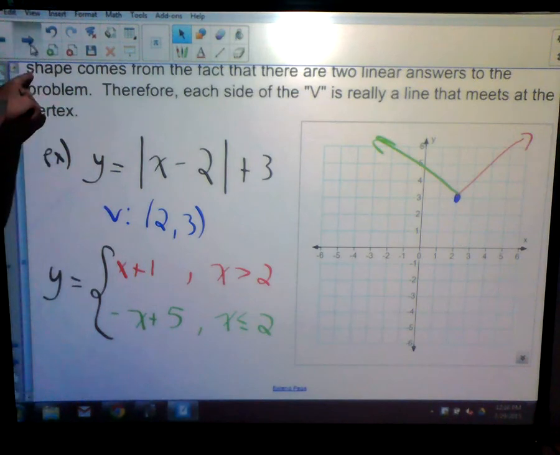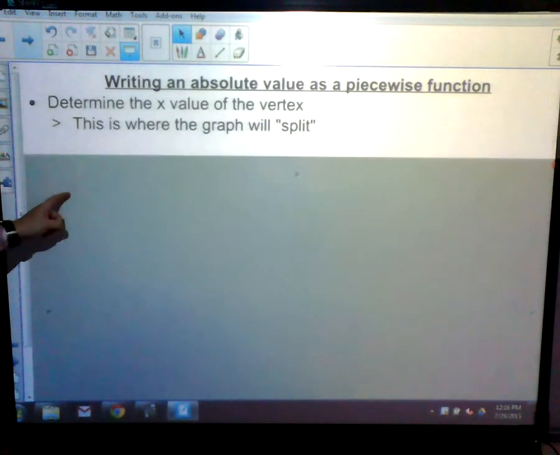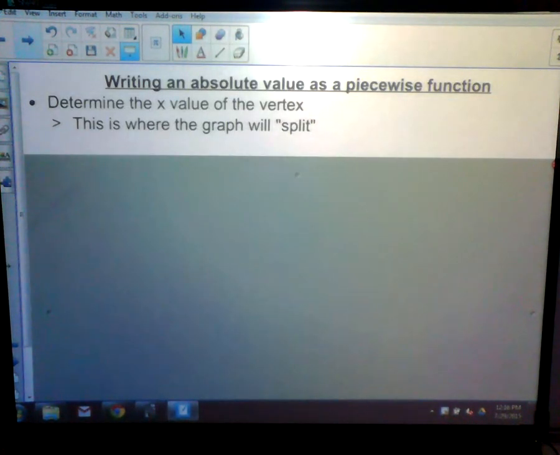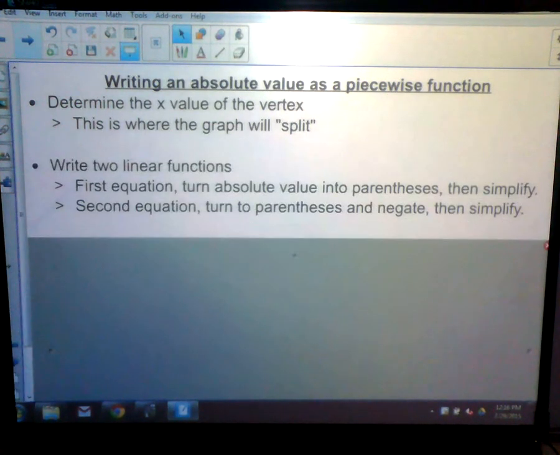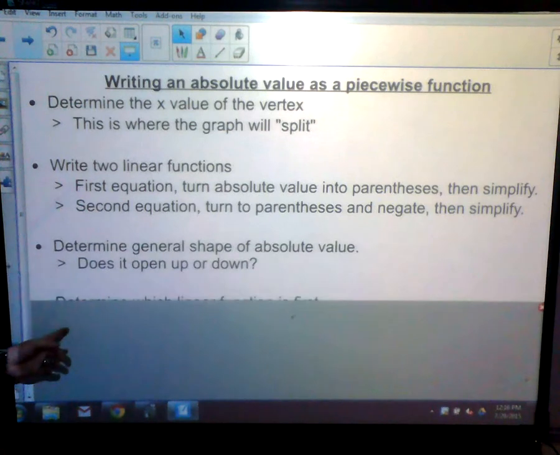Now how do I write those? Determine the x value of the vertex. That's where the graph will split. Write two linear functions. For the first, turn the absolute value bars into parentheses and simplify. For the second, turn the absolute value into parentheses and negate and then simplify.